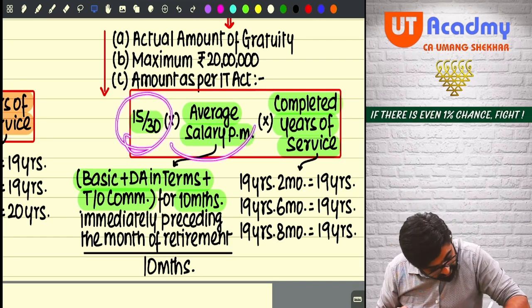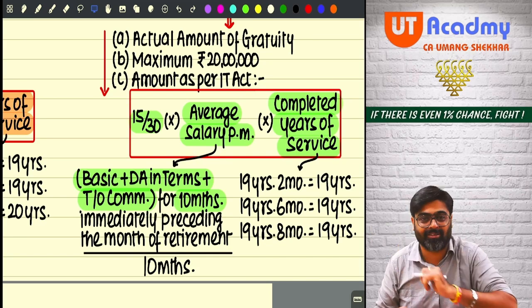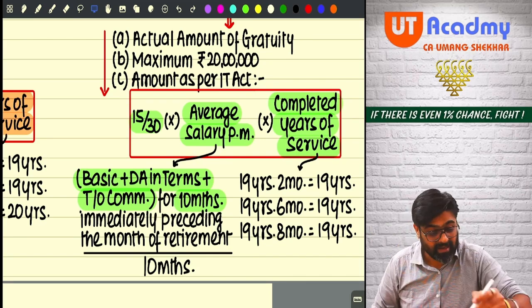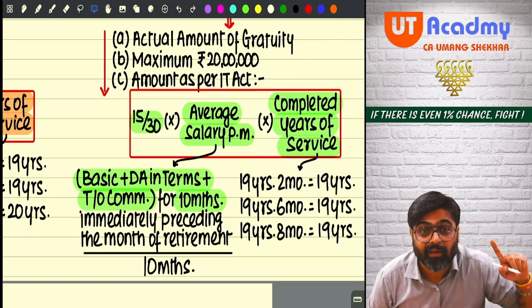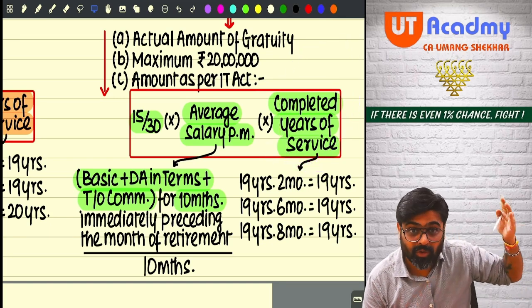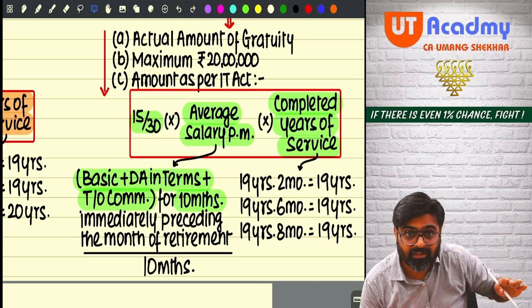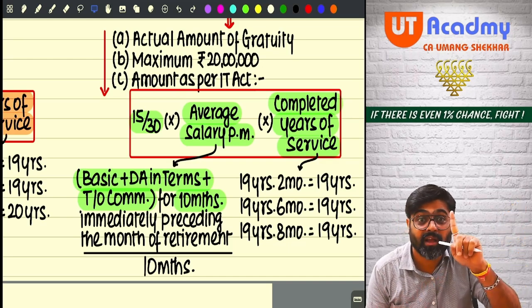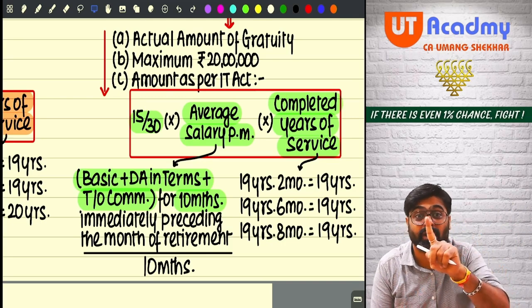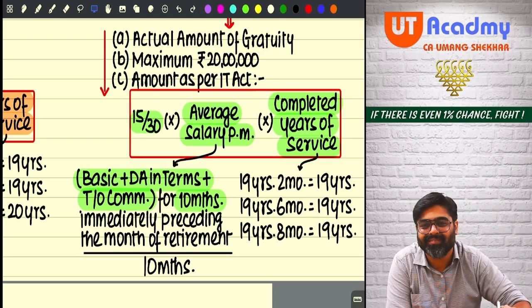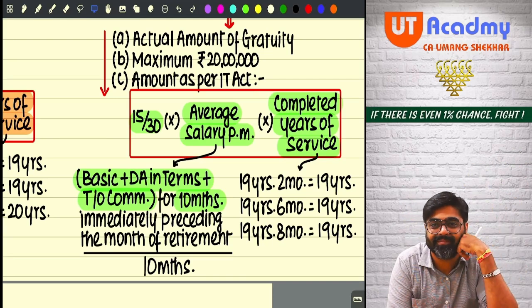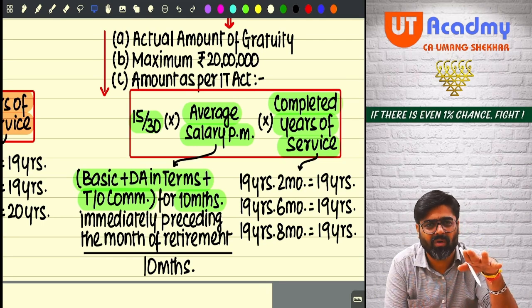Now this 15 days salary, based on the average salary of the last 10 months, you should get for every completed year of service only. Fraction of the year, more than 6 months, less than 6 months, ignore. For every completed year of your service, you should get this 15 days salary as what? Gratuity, according to us, if you are not covered by POGA. Getting it? Everyone? Easy, no? No, made easy. Say thank you.